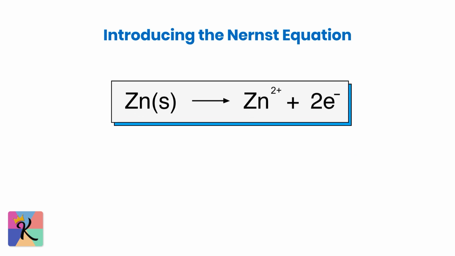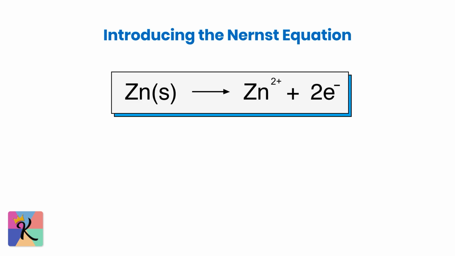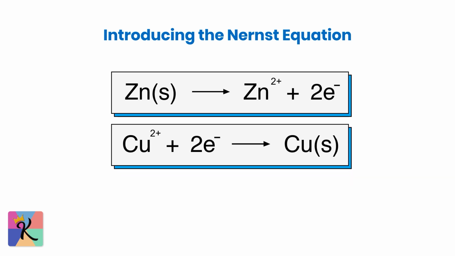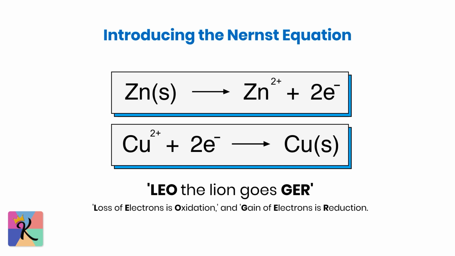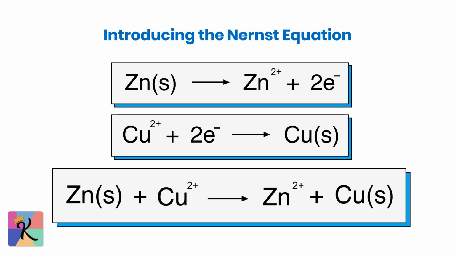Let's break this down into two half reactions. In the first half reaction, solid zinc loses 2 electrons, and in the second, copper ions in the solution gain 2 electrons. Remember the mnemonic LEO the lion goes GER: loss of electrons is oxidation, and gain of electrons is reduction. That means the zinc electrode is oxidized, and the copper ions are reduced. To get our overall equation, we simply add these two half reactions together.